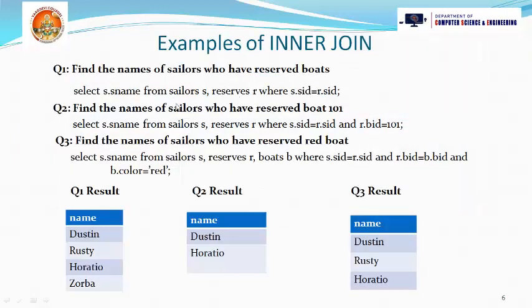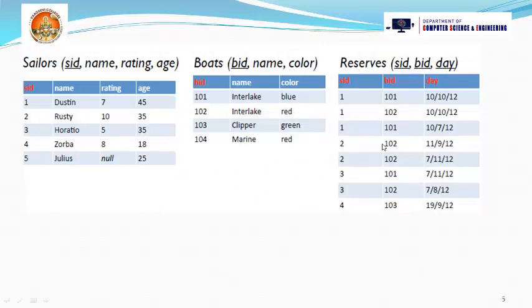So these are some example queries on inner join. The first query is: find the names of the sailors who have reserved boats. The reserves table contains the information about the reservation of the boats. That means the sailor with ID 1 has reserved boats 101 and 102, the sailor with ID 2 has reserved boat 102, the sailor with ID 3 has reserved boats 101 and 102, and the sailor with ID 4 has reserved 103. So from this table we can get only the IDs of the sailors who have reserved boats.